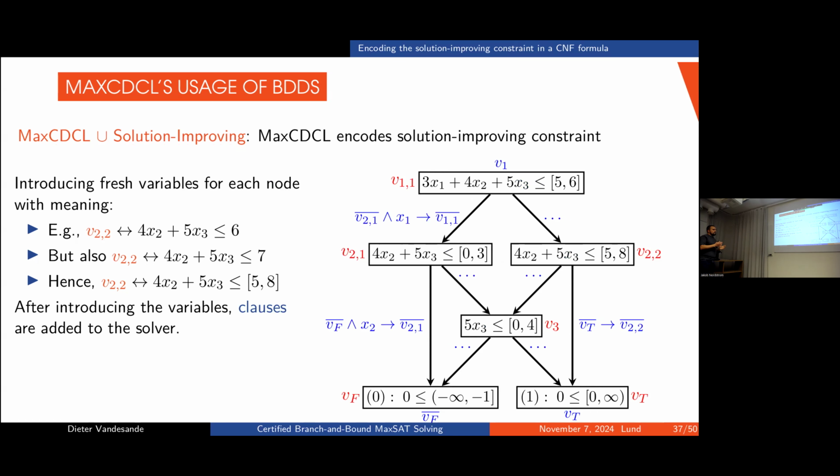And then after introducing these variables, clauses are added to the solver to actually mimic this propagation. For example, if you look at this clause, this says that if this node is false and x1 is true, then that node needs to be false as well. And these clauses actually encode the solution improving constraint in the CNF program.